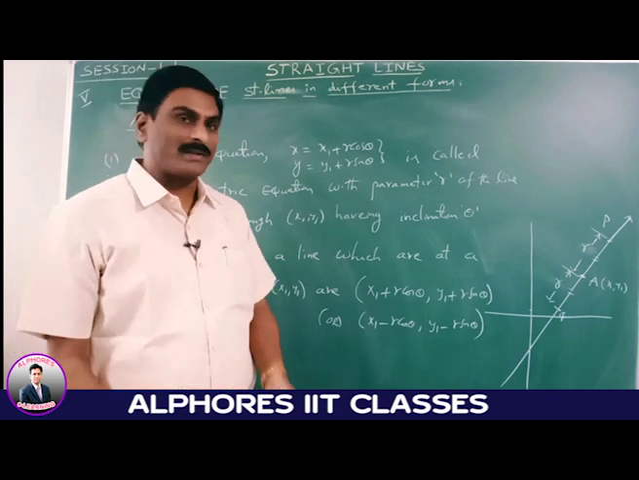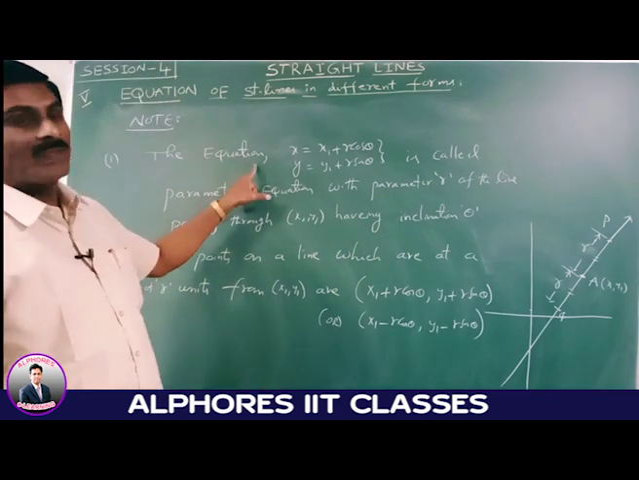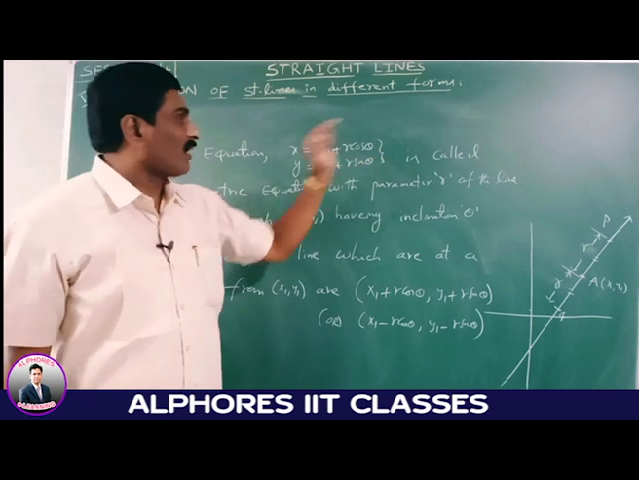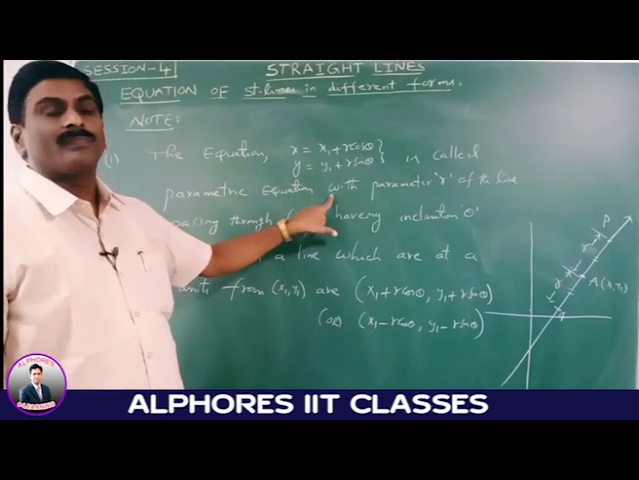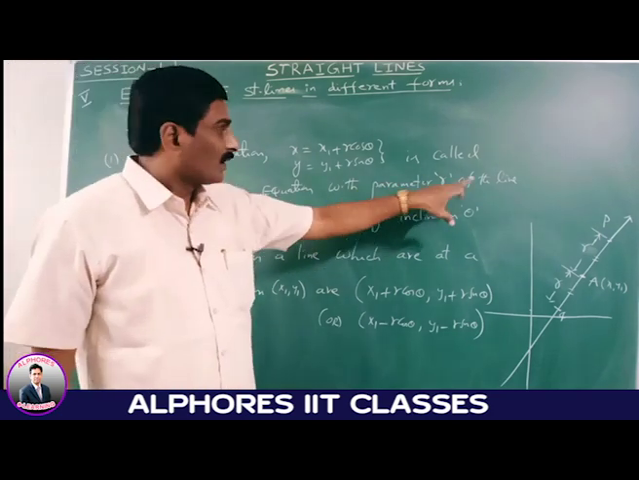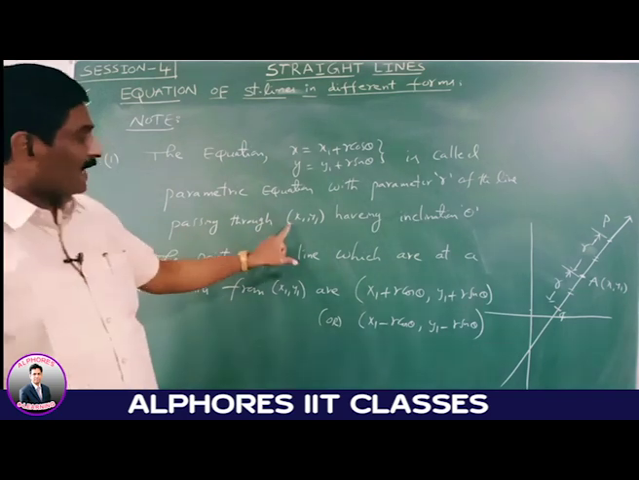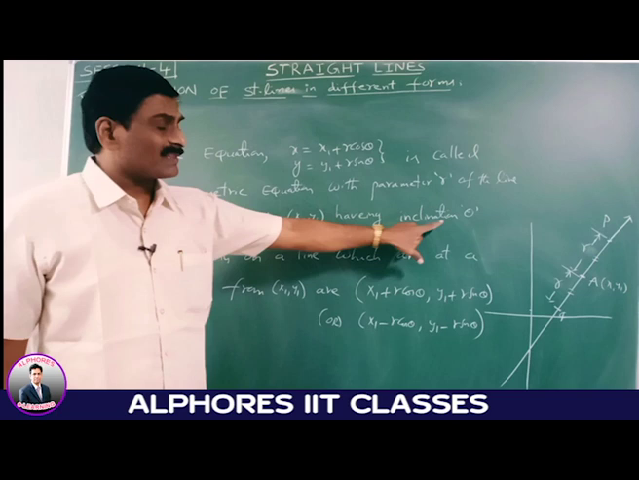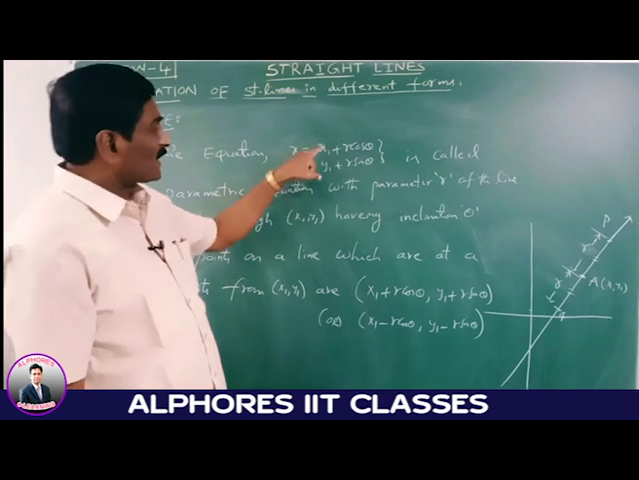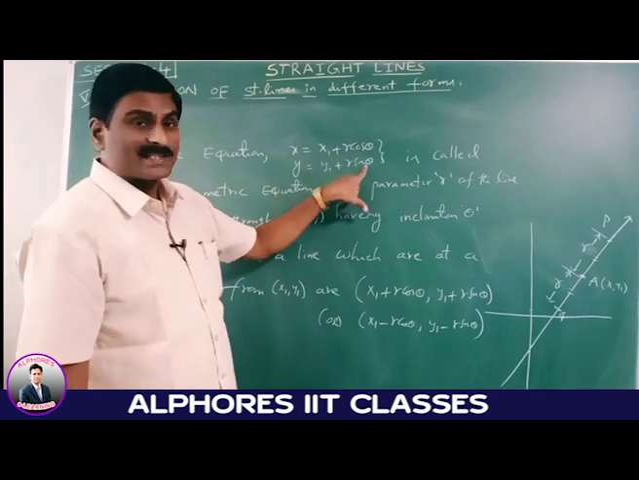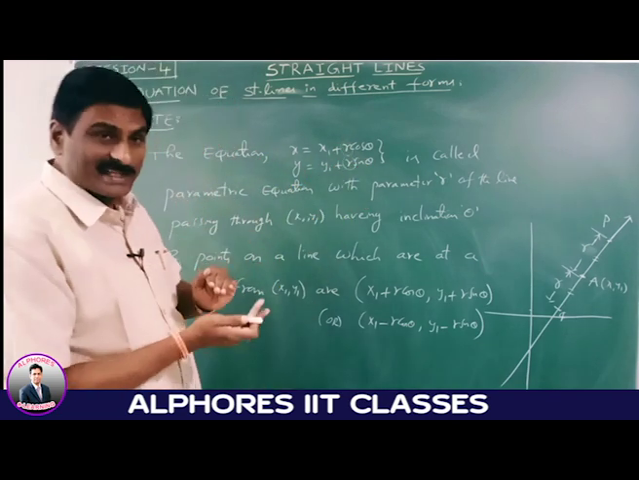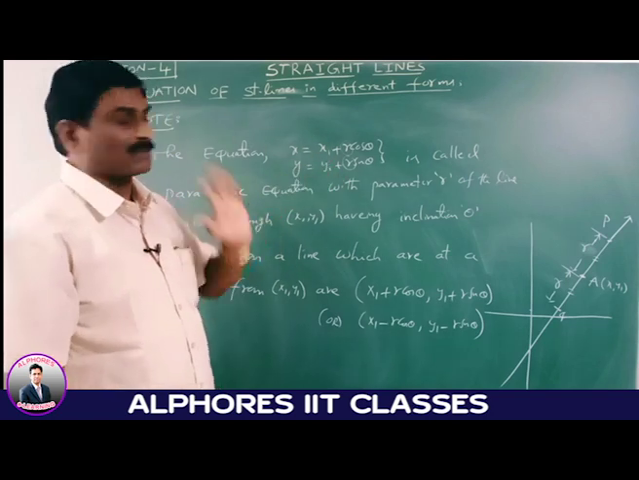Next, please write the note. The equation x is equal to x1 plus r cos theta, y is equal to y1 plus r sin theta is called the parametric equation with the parameter r of the line passing through the point (x1, y1) having inclination theta. This is the equation of the line in parametric form. (x1, y1) is the fixed point. Theta is the angle of inclination, a constant value. Here, what is the parameter? Only r is the parameter. If r changes, the point changes. Please observe that.